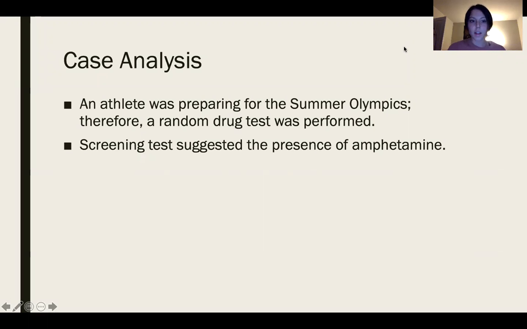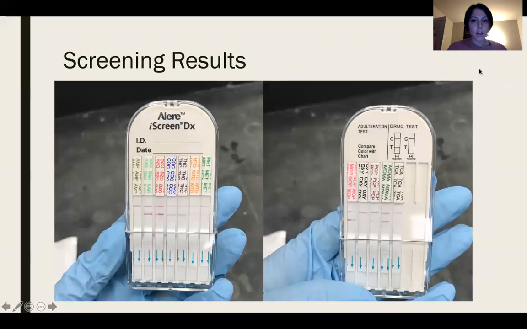So for my case, an athlete was preparing for the Summer Olympics, and a random drug test was performed. So I performed a screening test in lab, and that screening suggested that there was a presence of amphetamine. So here is the results from the screening test.